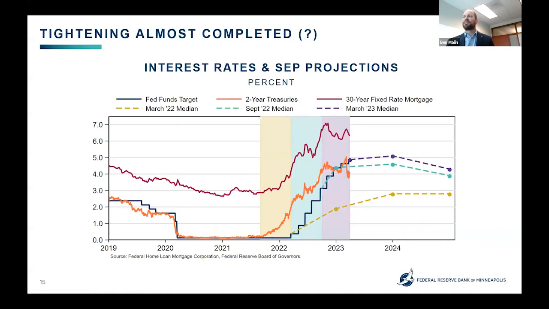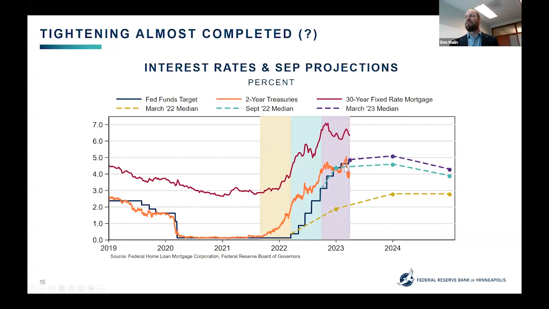Turning into this year, the last 6 months, I put at the top of the slide, tightening almost completed, question mark. It's not completely obvious, but as of March of this year, we saw really this kind of flattening, with a few more increases in the federal funds rate over the preceding 6 months, but the federal funds rate being in the high 4%, and the expectation, like I said earlier, for the end of 2023 being at 5.1%. Now you'll see some movements here, mortgage rates going sideways and treasury securities going sideways and down a little bit with the turmoil in the banking sector.